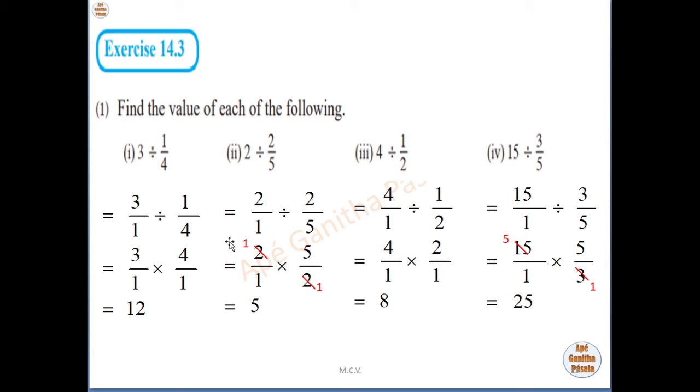Then here you got 1, here you have 5. 1 multiplied by 5 is 5. What is the denominator? 1 into 1, 1. No meaning writing denominator 1 in the answer. So you can keep the answer as 5.